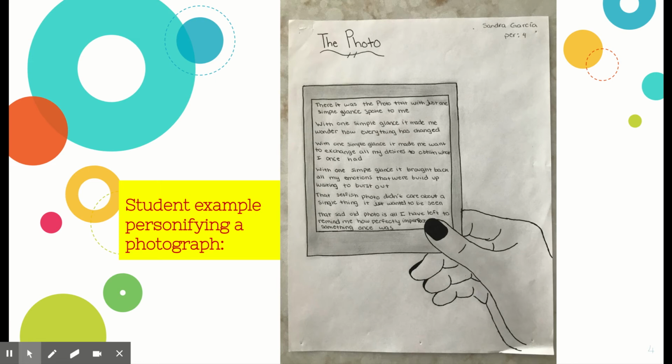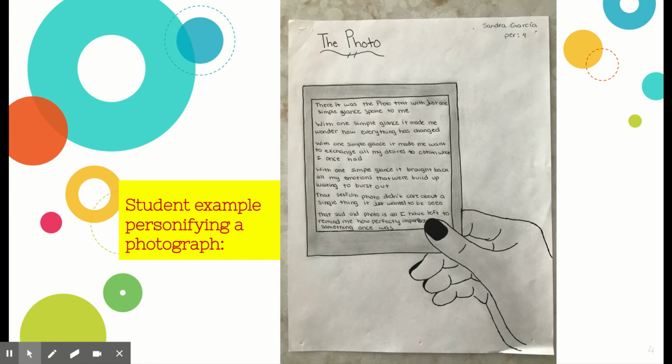There it was, the photo that with just one simple glance spoke to me. With one simple glance, it made me wonder how everything has changed. With one simple glance, it made me want to exchange all my desires to obtain what I once had. With one simple glance, it brought back all my emotions that were built up, waiting to burst out. That selfish photo didn't care about a single thing, it just wanted to be seen. That sad old photo is all I have left to remind me how perfectly imperfect something once was.